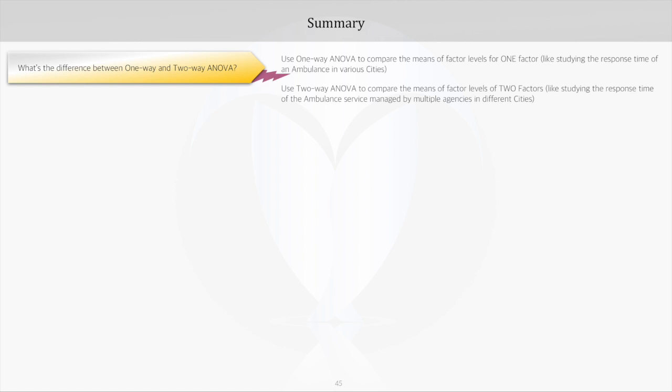Before we close, let's run through and summarize our learnings. Now, we have gone through one-way and two-way ANOVA both. So what is the difference between both one-way and two-way ANOVA? One-way ANOVA, we used to compare the means of factor levels for one factor, like studying the response time of an ambulance in various cities. So in this case, city was the only factor.